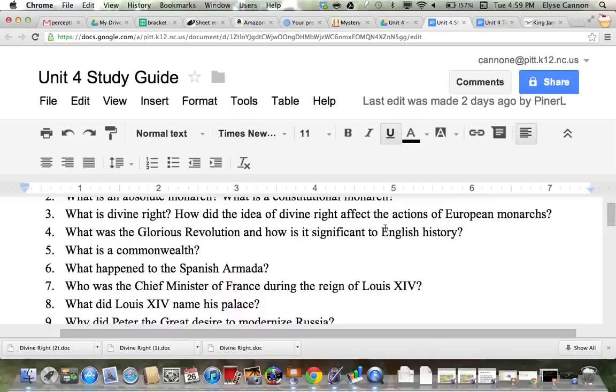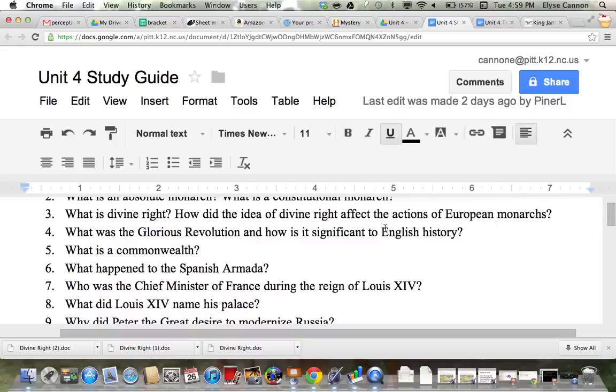Number 5, what is a commonwealth? When we're talking about England, there will be a period of time where they revoke the idea of a monarchy, and they have the English Civil War. English Civil War is when two groups of English people are fighting each other. It's not we're fighting Spain or another country. When you have a civil war, it is amongst the people in the country.